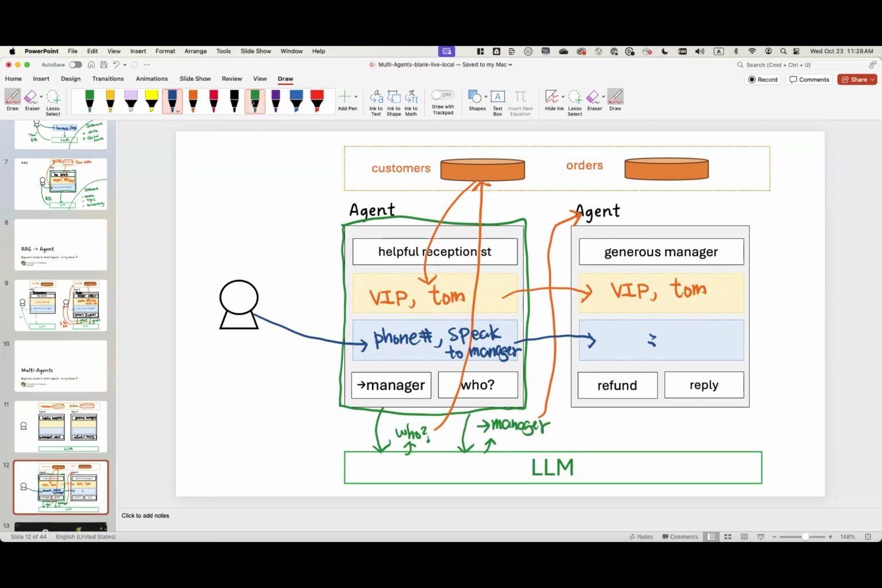Now the manager has all the information and is going to use its brain, which is the large language model, and send all this information to it. It says, okay, a VIP is calling, and I'm a generous manager. I have refund and reply options. It would be odd if I just replied right away. Maybe I should refund, because it's a VIP, it's Tom. So they'll decide, well, I need to refund.